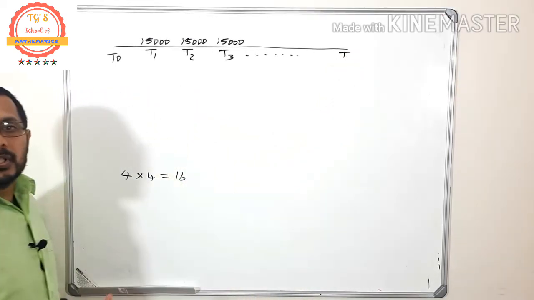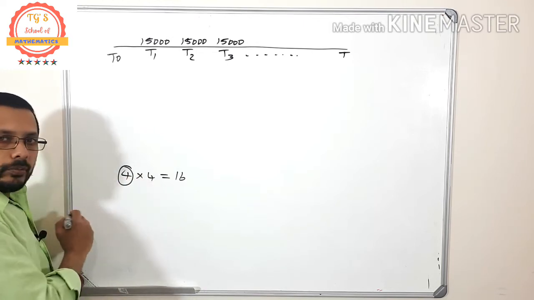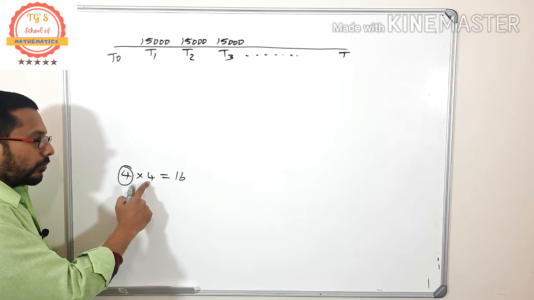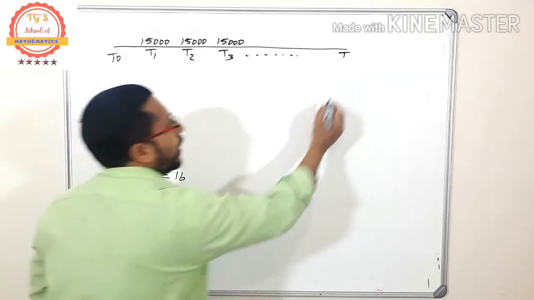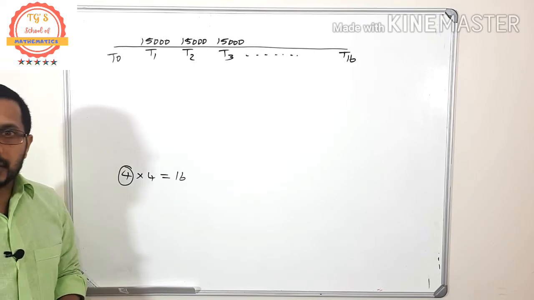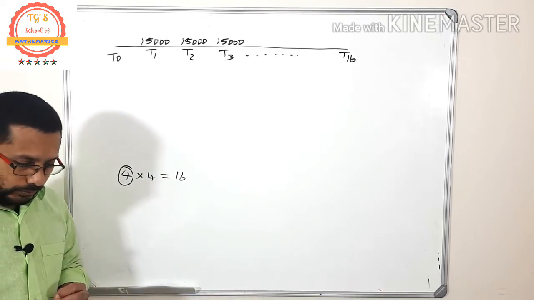until how many times? How many times does she make the payment? In 1 year, 4 times. How many years? 4 years. That means 4 times 4, 16 times she makes that payment. That means the last number is 16, T16.